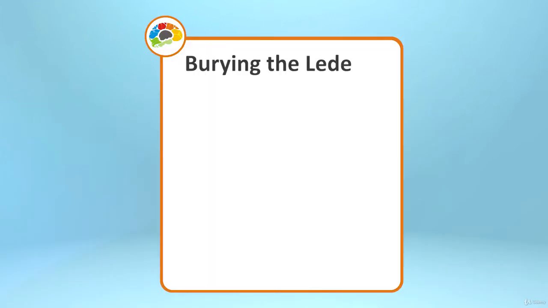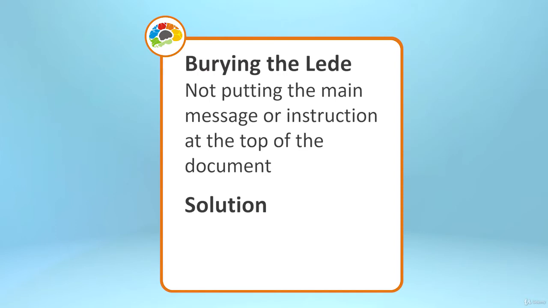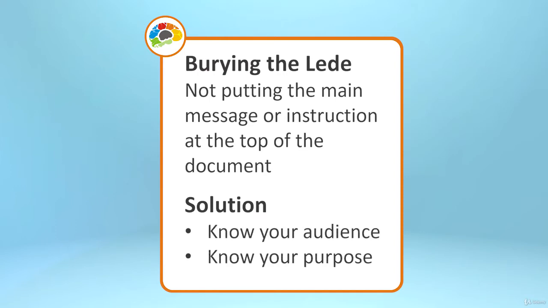So let's talk about what the writer might do that can really work against the reader's interests. The first thing is an expression from journalism, which is burying the lead. Whatever that main message is does not come at the top of the document. So in using plain writing, the solution is to know who your audience is and know what the purpose is of your document. Okay, can you give me an example of that?